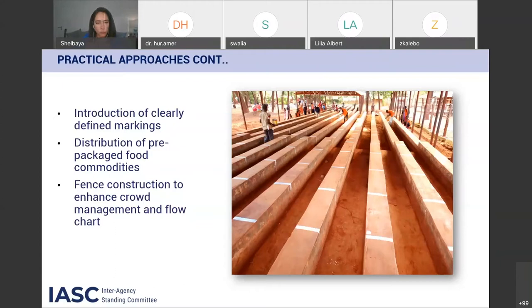And also, we had to construct a fence to enhance crowd management and the flow chart. Yeah, there were some of the distribution centers that had no fence. It was really a challenge, so we had to construct the fence in order to separate the eligible people coming to the food distribution, and those who are not eligible should be out or away, and also to enhance the flow chart.